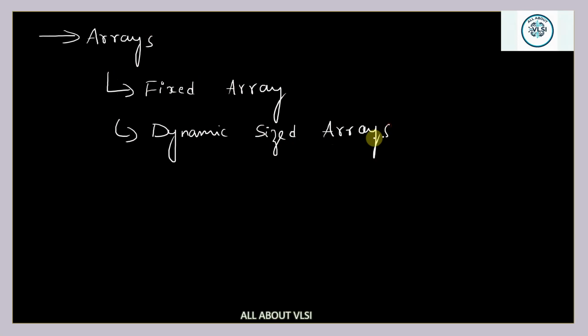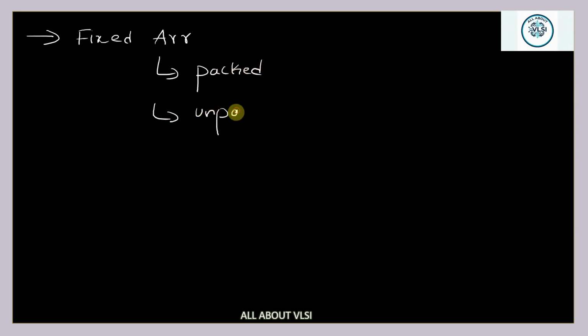So first let us try to have the discussion about our fixed arrays. Now coming to our fixed arrays, again these fixed arrays are classified into two types. So these are classified into packed arrays and unpacked arrays. So we have two types of arrays which we are going to discuss: one is packed arrays and the other is unpacked arrays.